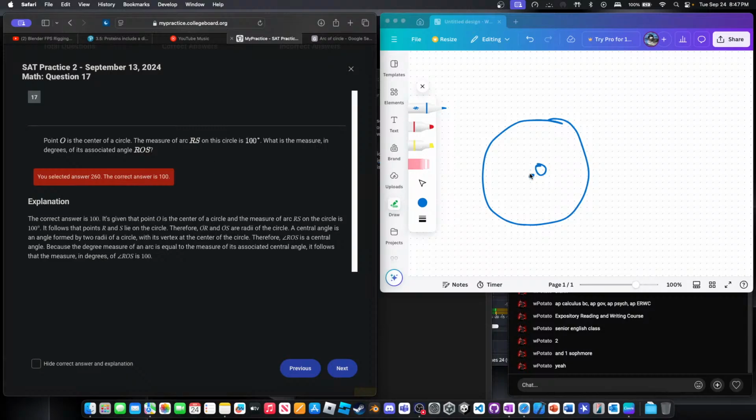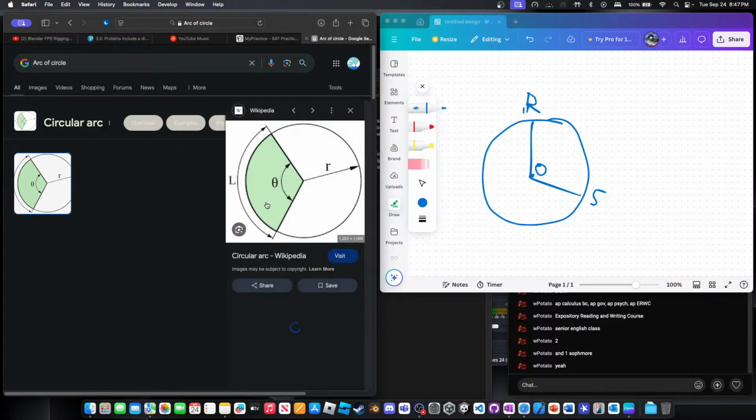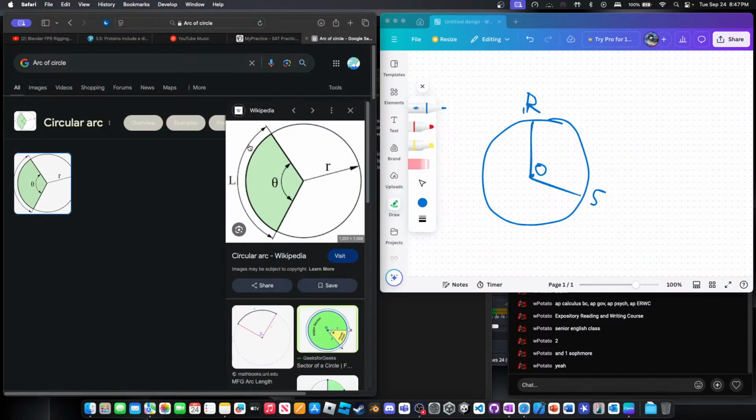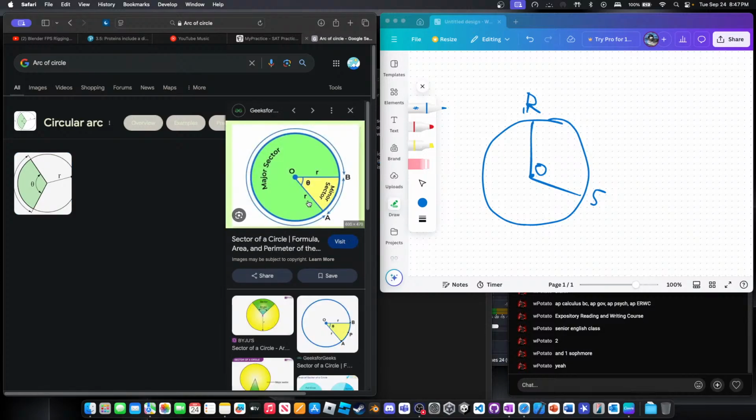Where's the measure? So it's not greater than pi. Wait, is this associated with ROS? I'm just going to assume that this is R. This is S. ROS. The measure of arc RS. Okay, so arc is just this, right? Which one's the arc? Circular. This is the... Wait. Minor sector, major sector.